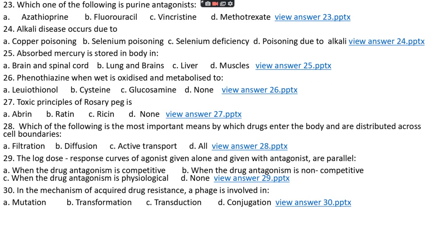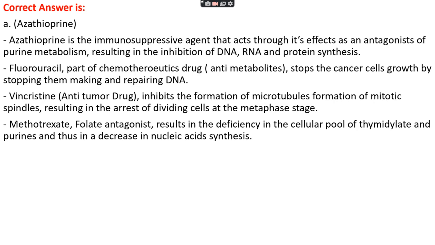Question number 23. Which one of the following is a purine antagonist? Option A, azathioprine. Option B, fluorouracil. Option C, vincristine. Option D, methotrexate. The right answer is option A, that is azathioprine. Azathioprine is an immunosuppressive agent that acts through its effect as an antagonist of purine metabolism, resulting in inhibition of DNA, RNA, and protein synthesis.